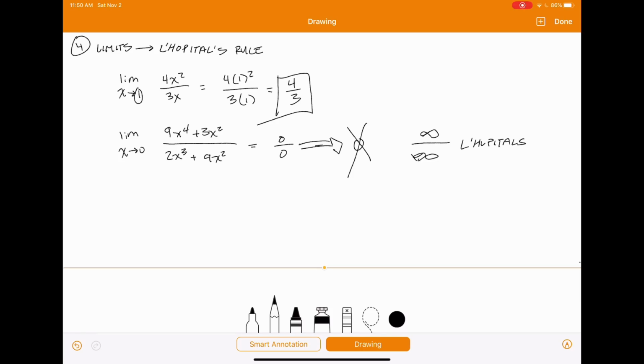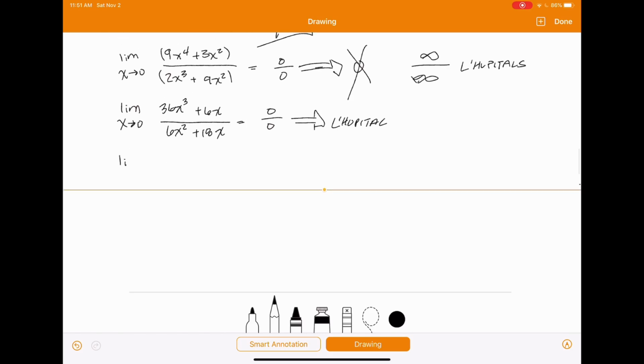To simplify your limit, to use L'Hopital's rule, you just take the derivative of the top and the derivative of the bottom. So when we do that, we'll end up with the limit as x goes to 0 of 36x cubed plus 6x all over 6x squared plus 18x. Plug 0 in, we still get 0 over 0, so we need to use L'Hopital's rule again.